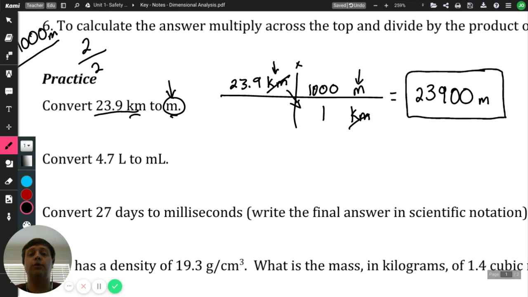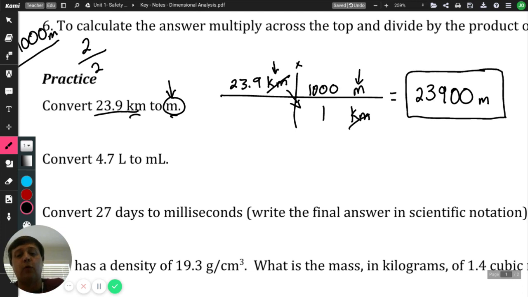So what I want y'all to do right now is to try to pause and do this next problem. All right, so go ahead and pause your video, work through this problem, and then we're going to walk through it. All right, so I'm assuming y'all have paused it, so let's actually work through this.